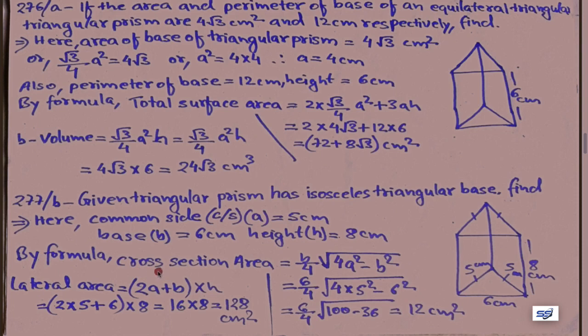By formula, cross section area is equal to b upon 4 root under 4a square minus b square, is equal to 6 upon 4 root under 4 into 5 square minus 6 square, is equal to 6 upon 4 root under 100 minus 36, is equal to 12 centimeter square. Now lateral surface area is equal to 2a plus b into s. This is our formula. Putting the value, we get 2 into 5 plus 6 whole into 8, is equal to 16 into 8, is equal to 128 centimeter square. In this way, we get the value as per the requirement of our question.